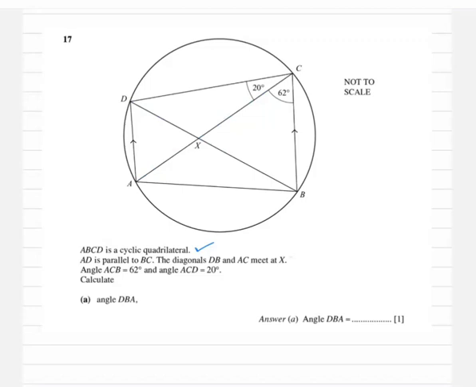Check, this is information. Then we are told that angle ACB is 62. We can see that. Angle ACD is 20. We can see that as well. So you want to make sure before you start answering a question, you read the information very well, because some of the information or tips or clues that you're going to use to answer the question are provided to you in the information. Okay, so I'm only taking part A of this question. The question says find angle DBA.